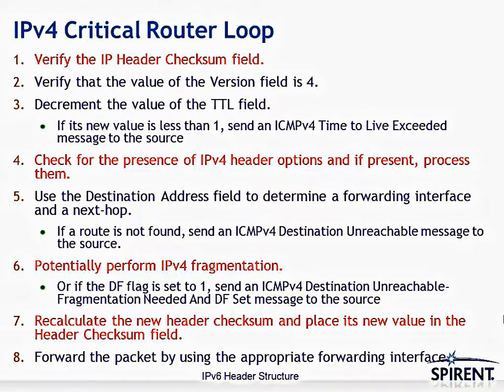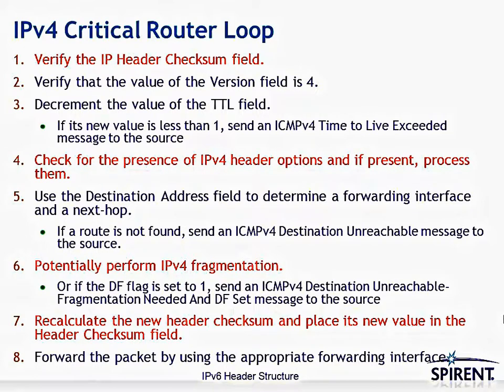Starting with number 1, an IPv4 router had to process the IP header checksum field and determine if it was good or bad. If it was bad, it would have to throw out the packet. It would next verify the value of the version field. It would next decrement the value of the time to live field. And if its new value was less than 1, so any router that decrements the time to live to 0 would have to throw out the packet and send an ICMPv4 time exceeded message to the source.